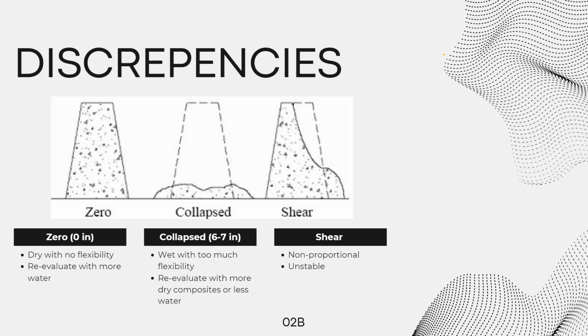Discrepancies are caused by misproportions in our concrete. Like if it's too dry, it's not flexible. Or if it's too wet, it's too flexible. And when it's not proportional at all and we don't have correct ratios of our concrete, whether it's too much cement or too much water, it just slumps down.